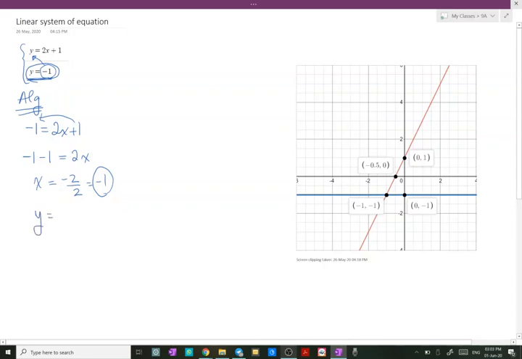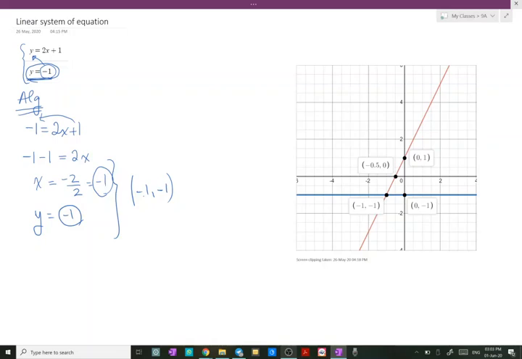So since y is minus 1 and x we found as minus 1, the point of intersection, or the solution for this system, is (minus 1, minus 1). So it's a point of x minus 1 and y minus 1. So this is the algebra, or using algebra to solve the system of linear equations.